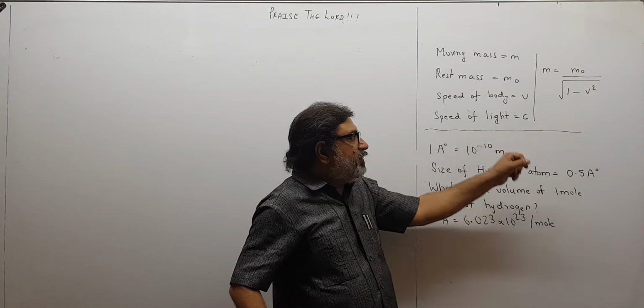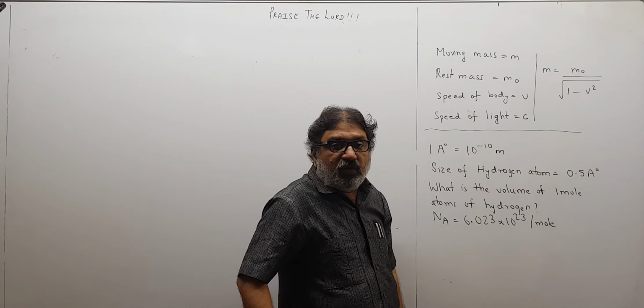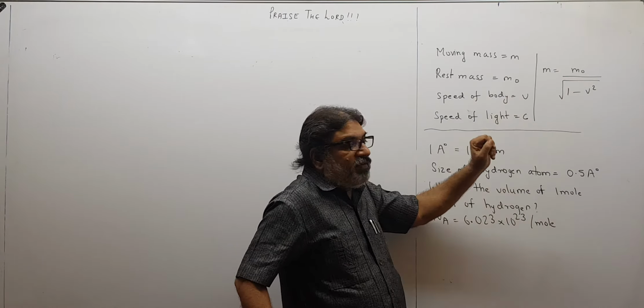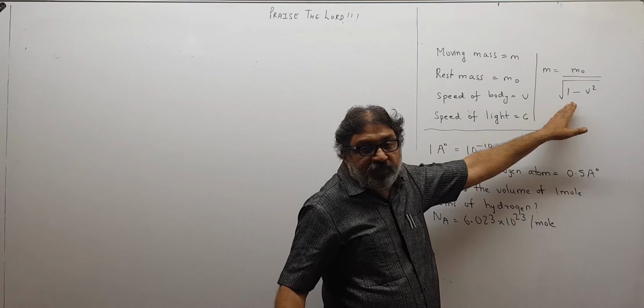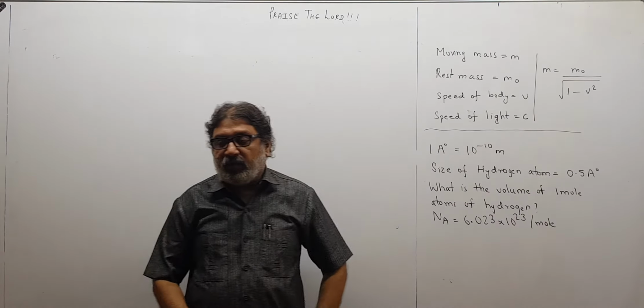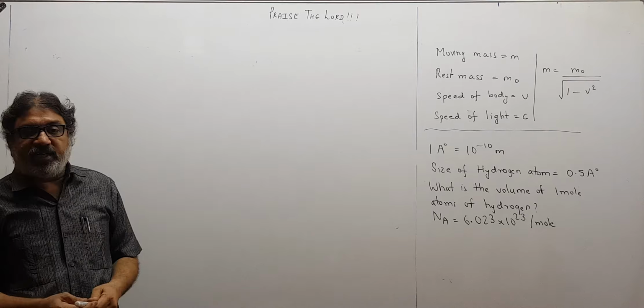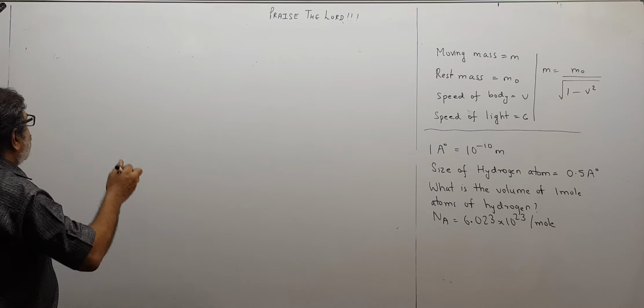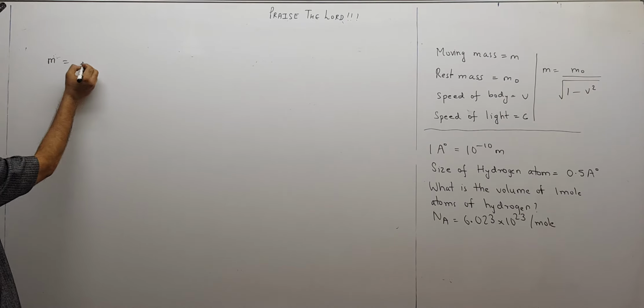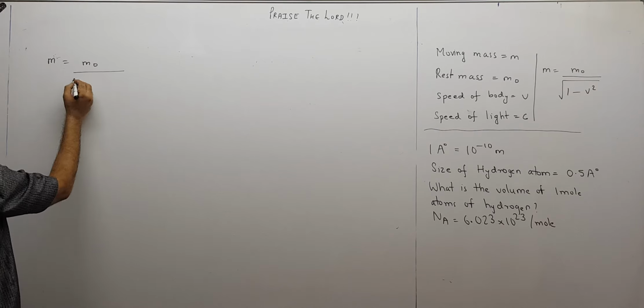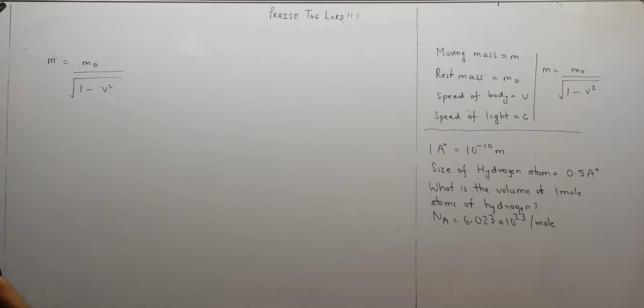Anyway, speed of light is c, and a child is trying to recall the formula connecting these 4 quantities, and he writes a relation like this. You have to tell whether the formula is correct or not, and if it is not correct, how to correct the formula using the four quantities given? See, m is m0 upon root of 1 minus v square.